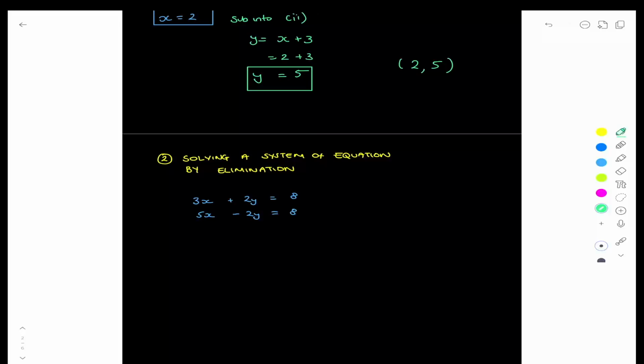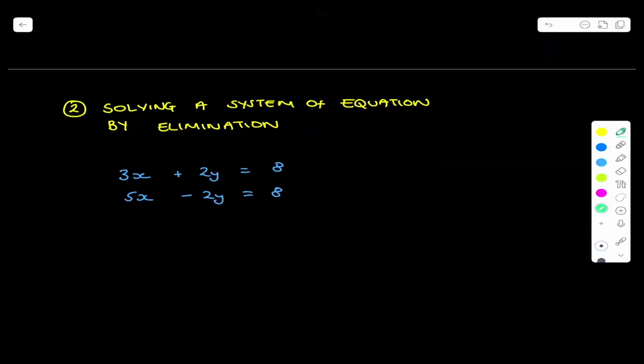Another simultaneous equation, but this time I want you to solve by elimination. So we're given two equations. Again, let's label them. So that's equation 1, which is 3x plus 2y equals 8. And then my second equation is 5x minus 2y equals 8 as well.